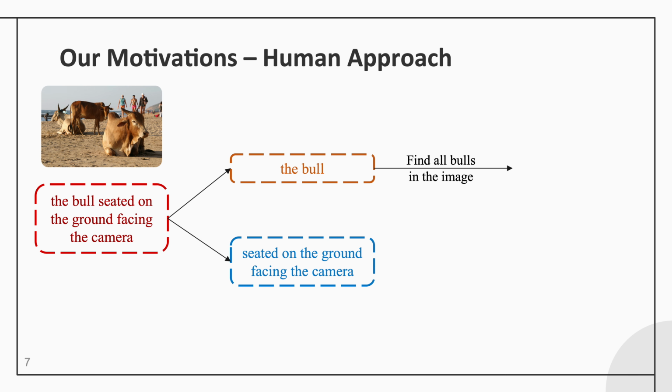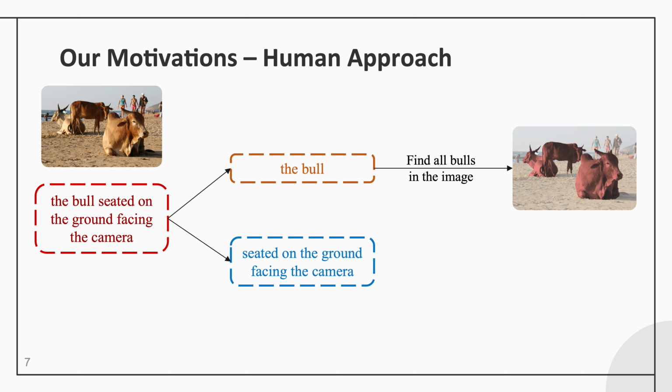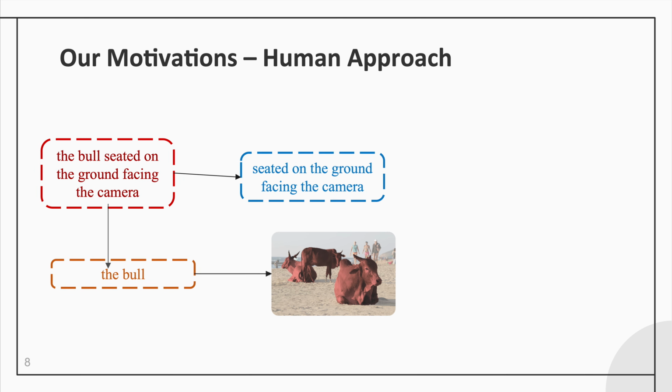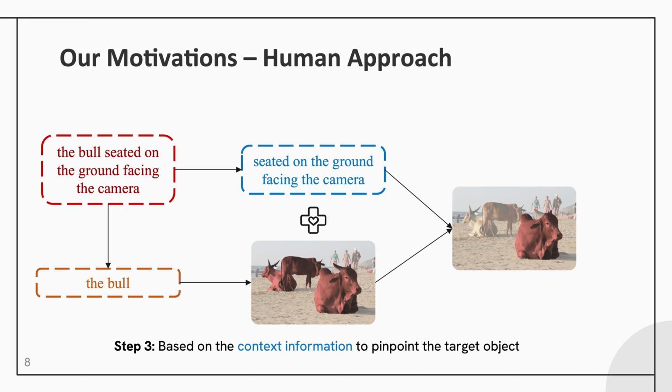In the next step, we find the potential candidates that match some characteristics of the object of interest, namely its categories. It will help to reduce the search space a lot. Instead of looking at the whole image, we then just need to look at a specific region. We then use the context information or description to pinpoint the target object from the list of potential candidates.